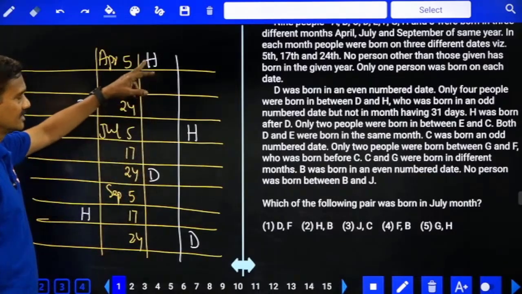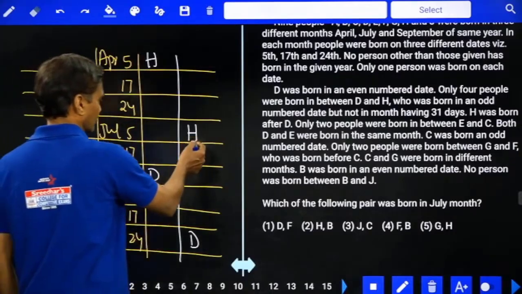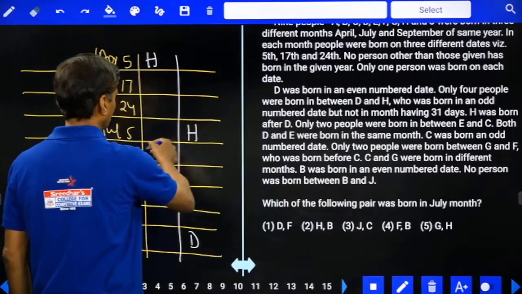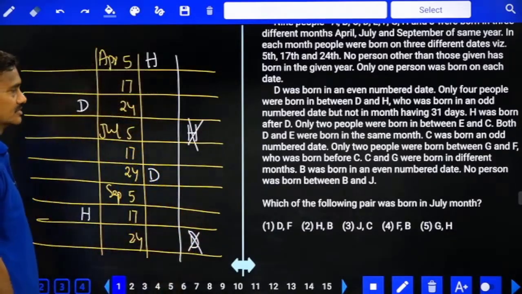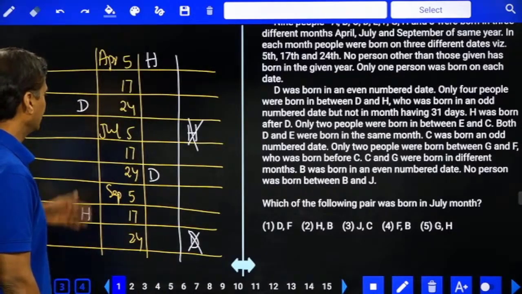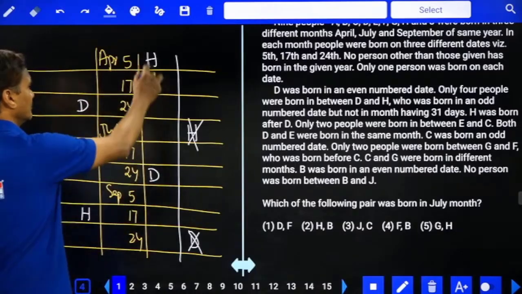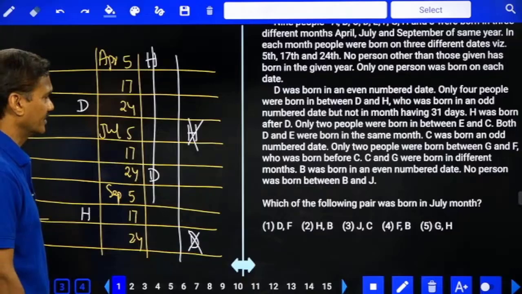Now here again, H in the month of April, April is also having 30 days, but here, H in the month of July, July has 31 days, and this is ruled out. This case is ruled out. Now we are left with only 2. H was born after D. Now H was born after D, this case is also ruled out because H is before D. Finally, we are left with only 1 case.